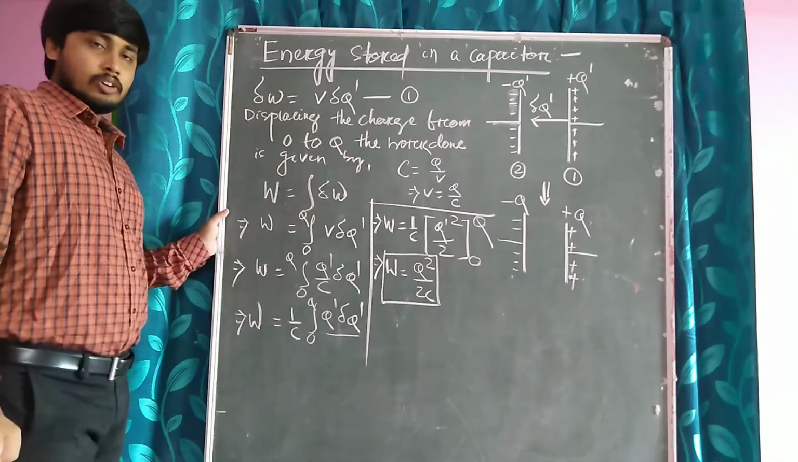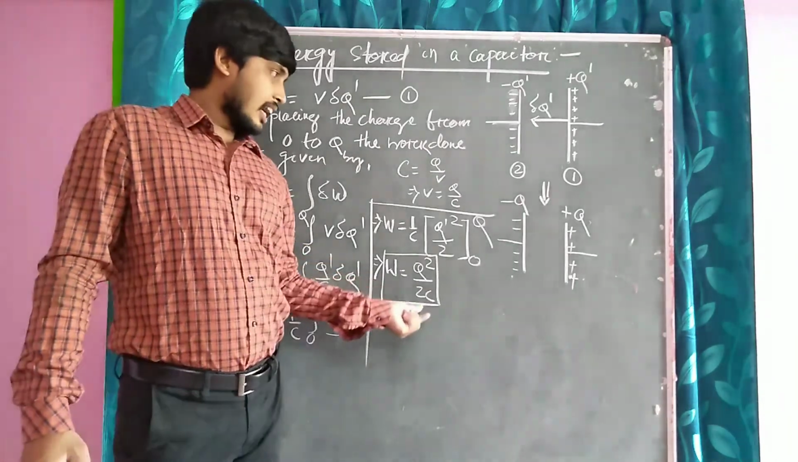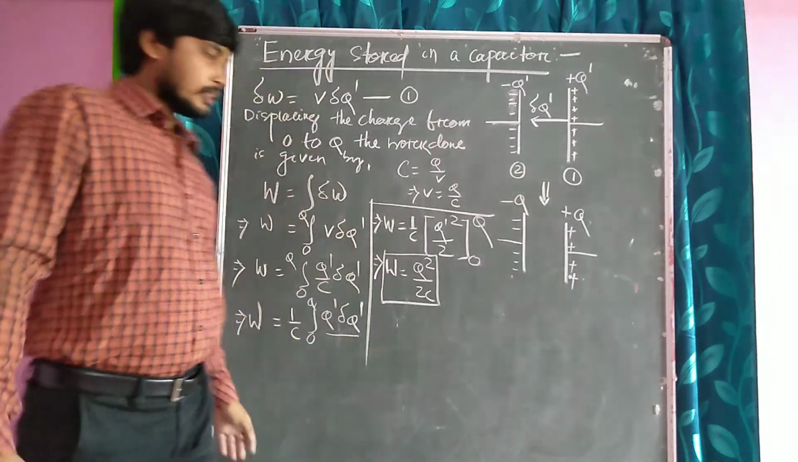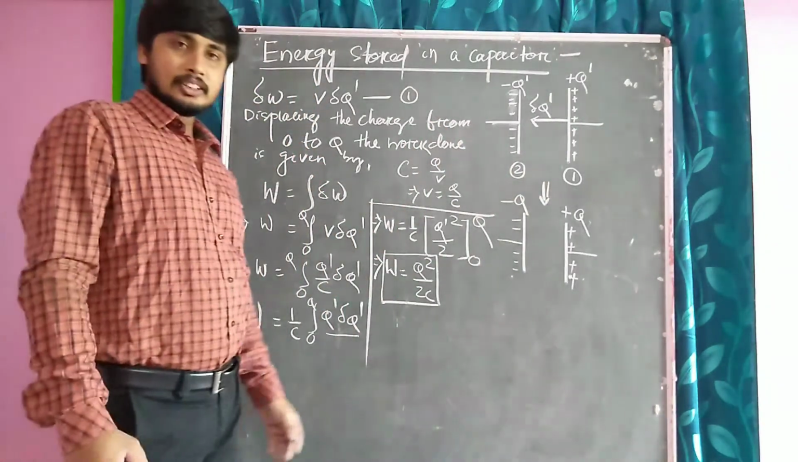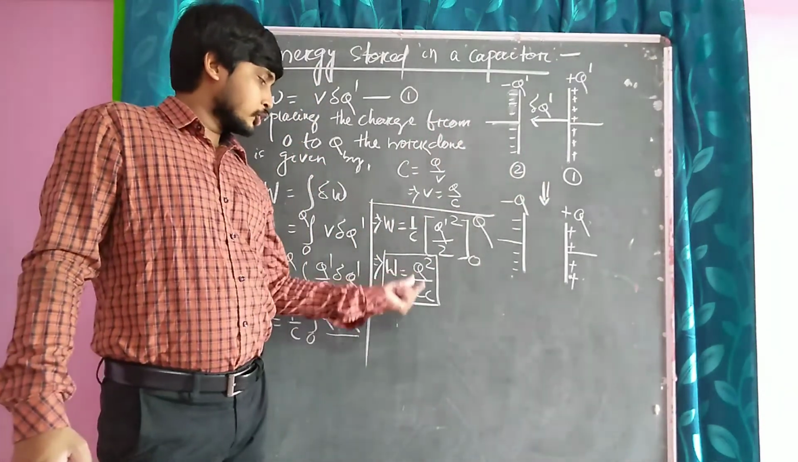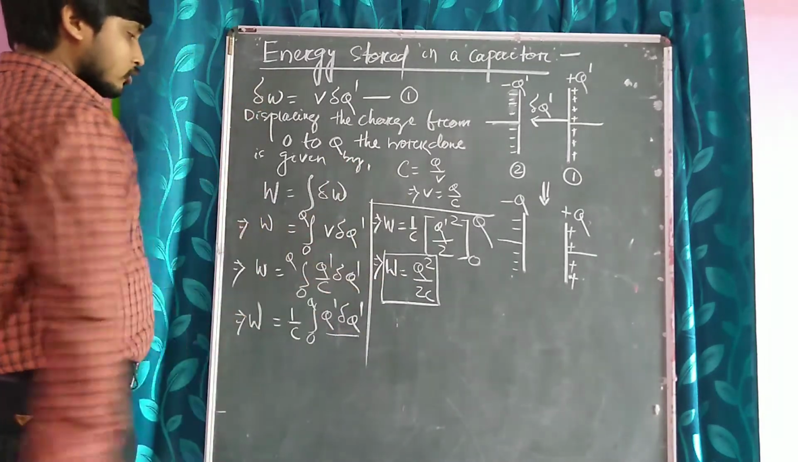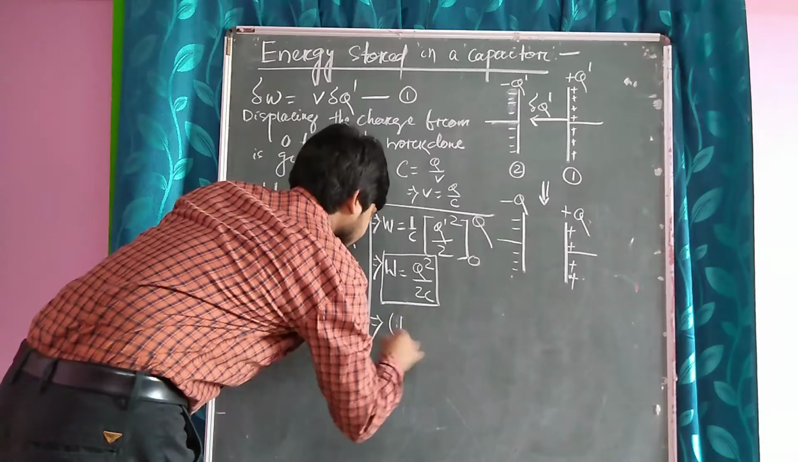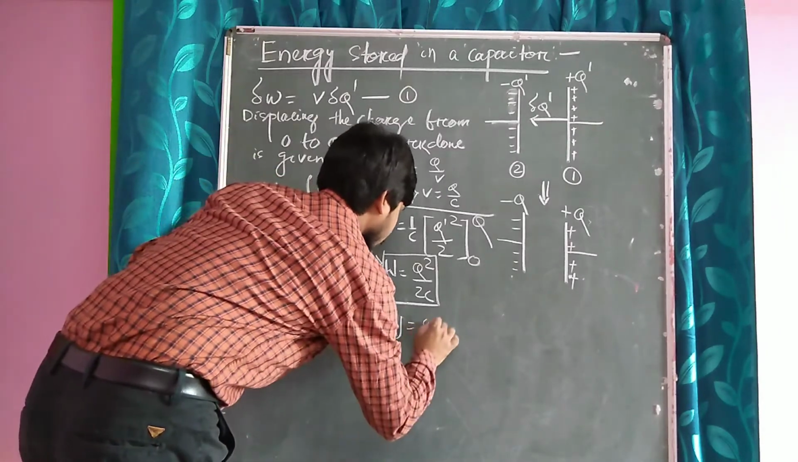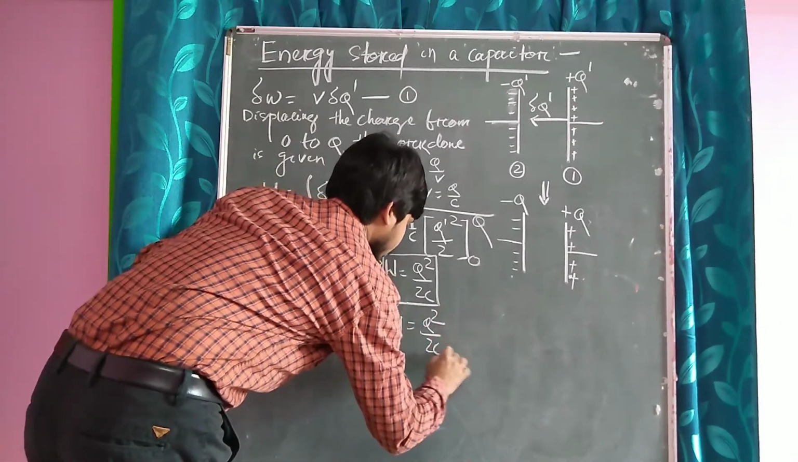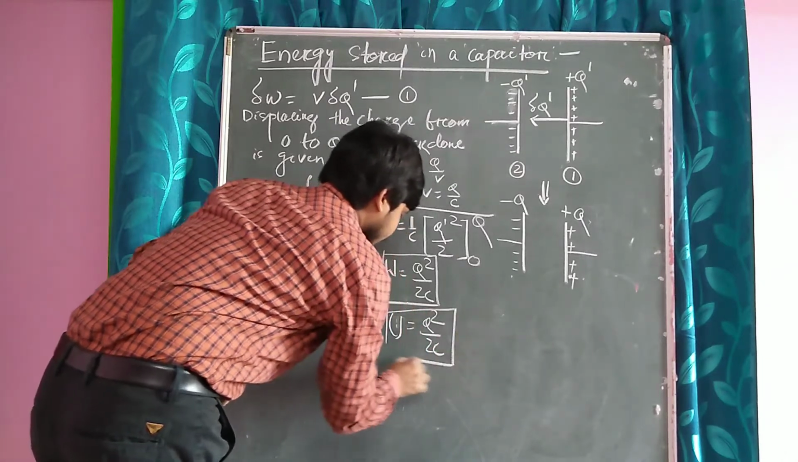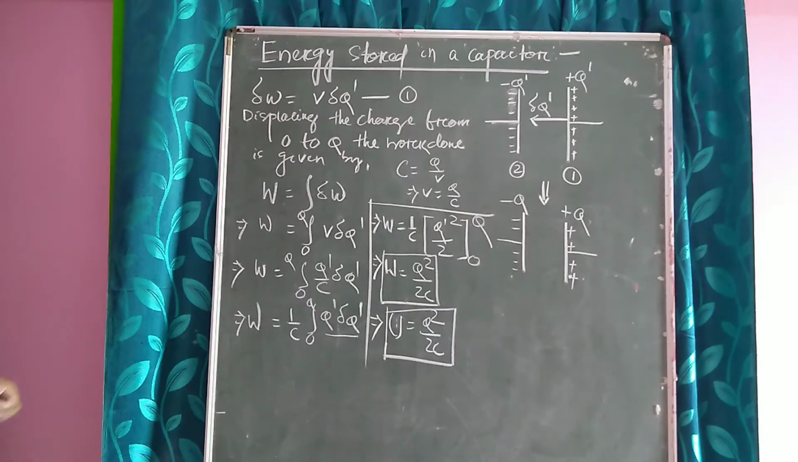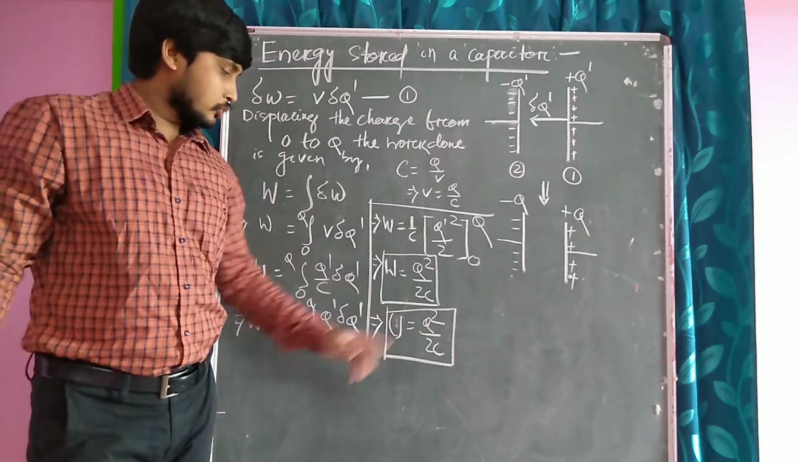So this is the work done in displacing the charge from 0 to Q, so that the charges on the two plates will arise as plus Q and minus Q. The work done comes out to be Q square by 2C. So this work done will be stored as the potential energy. So I can say that potential energy U will be equal to Q square by 2C. So this is the expression for the potential energy of a capacitor: U is equal to Q square by 2C.